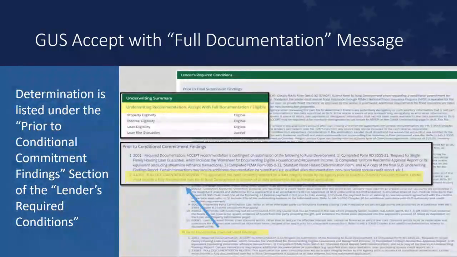There are times that you'll have a GUS accept that will be a full documentation review. This is where the system randomly selects GUS accept files for a quality assurance or data integrity review. If the file is a GUS accept with full doc review, it'll always show on the findings report. So make sure, even on GUS accept, that you always review your findings.